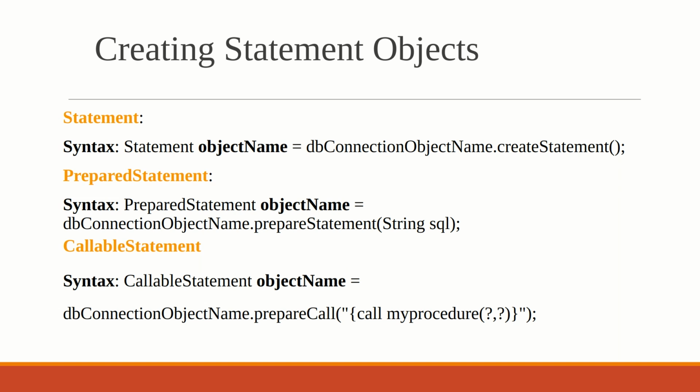Now we look at how we instantiate, how we create objects for the statement interface. You say statement, then object name, then you use the DB connection. Remember, we created the DB connection when we said connection, then con. The con is the object name, and you can name it anything. Then we use DriverManager.getConnection.